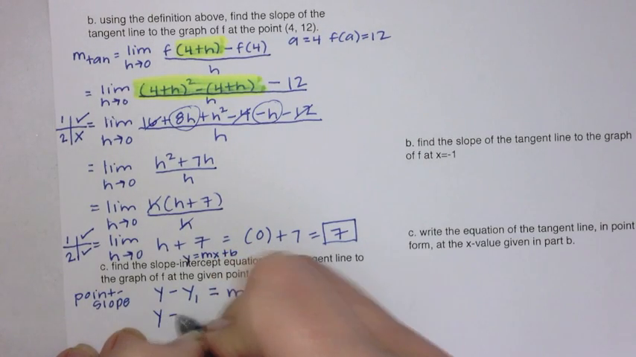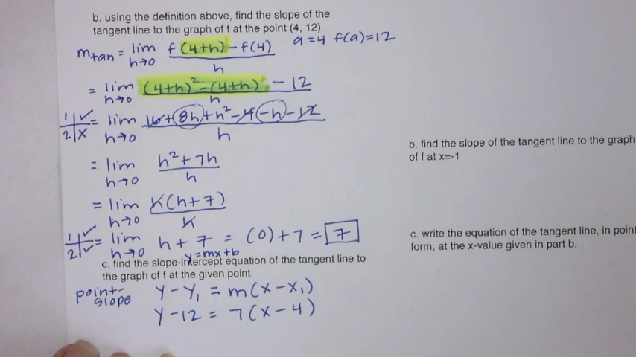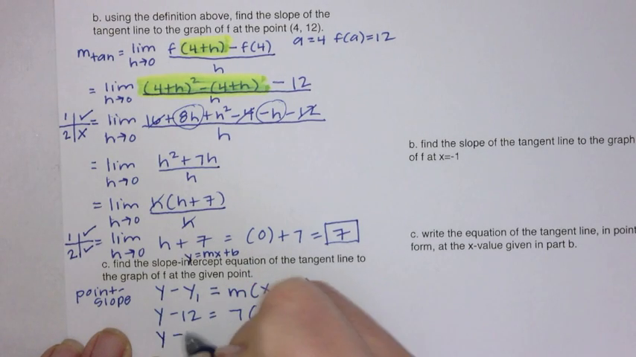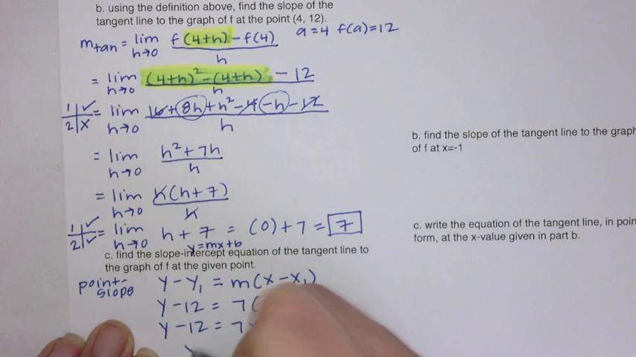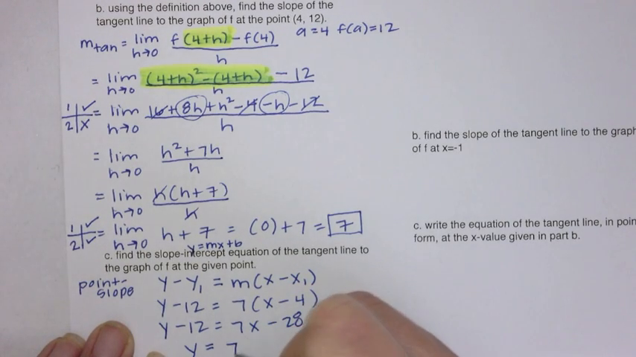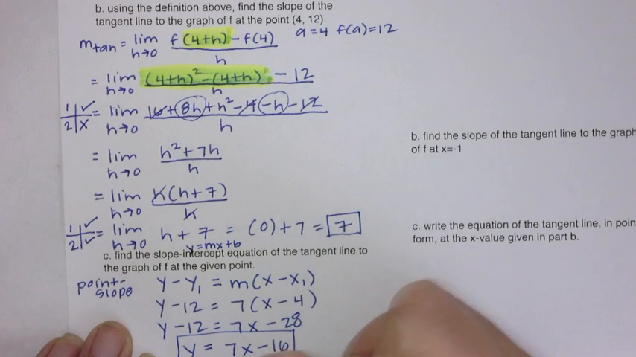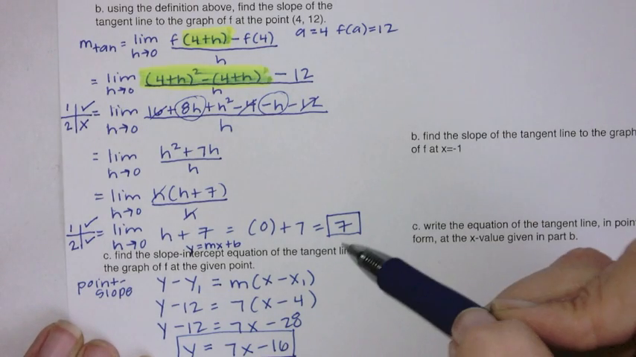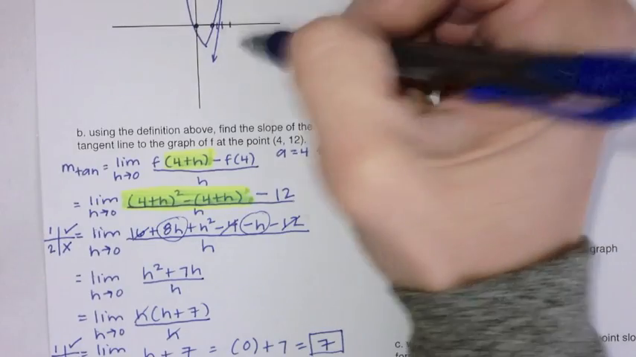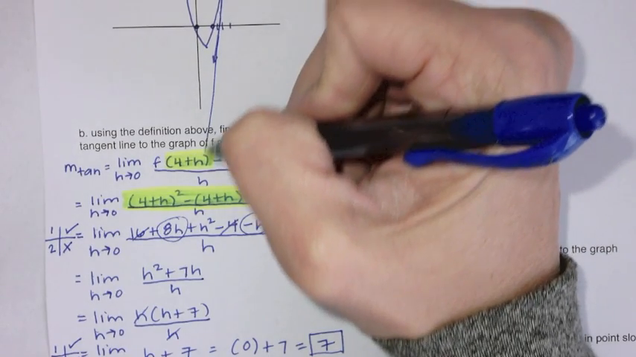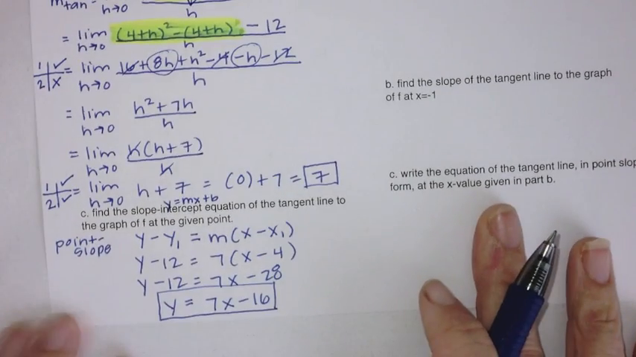So y minus 12 equals 7 times x minus 4, and then y minus 12 equals 7x minus 28. So then y equals 7x minus 16. So that is the equation of the line. So not only did I just find the slope, but I also wrote the entire equation. If you look at your picture, this line is going to be coming way down, probably at -16. Not probably, it will be.